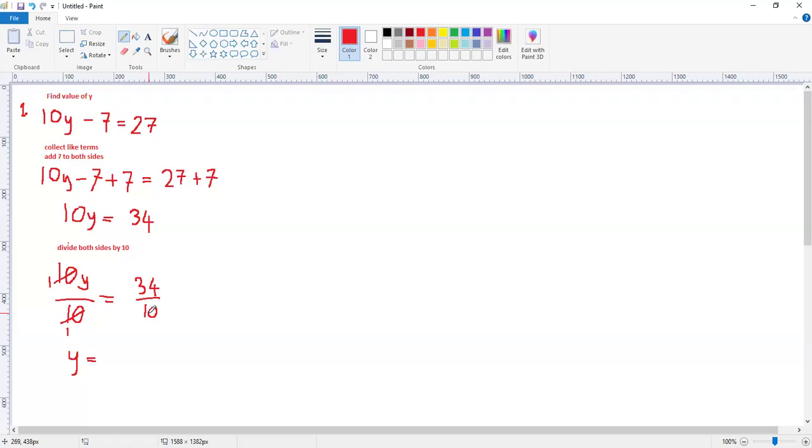y equals 3.4. Okay, now that's a decimal. Let's pretend it's a fraction. What would it be? Would it be 3/4? No, no. Okay, don't worry. Let's do it together. Will it be 1/2? No, no, no. Okay, let's do it together.